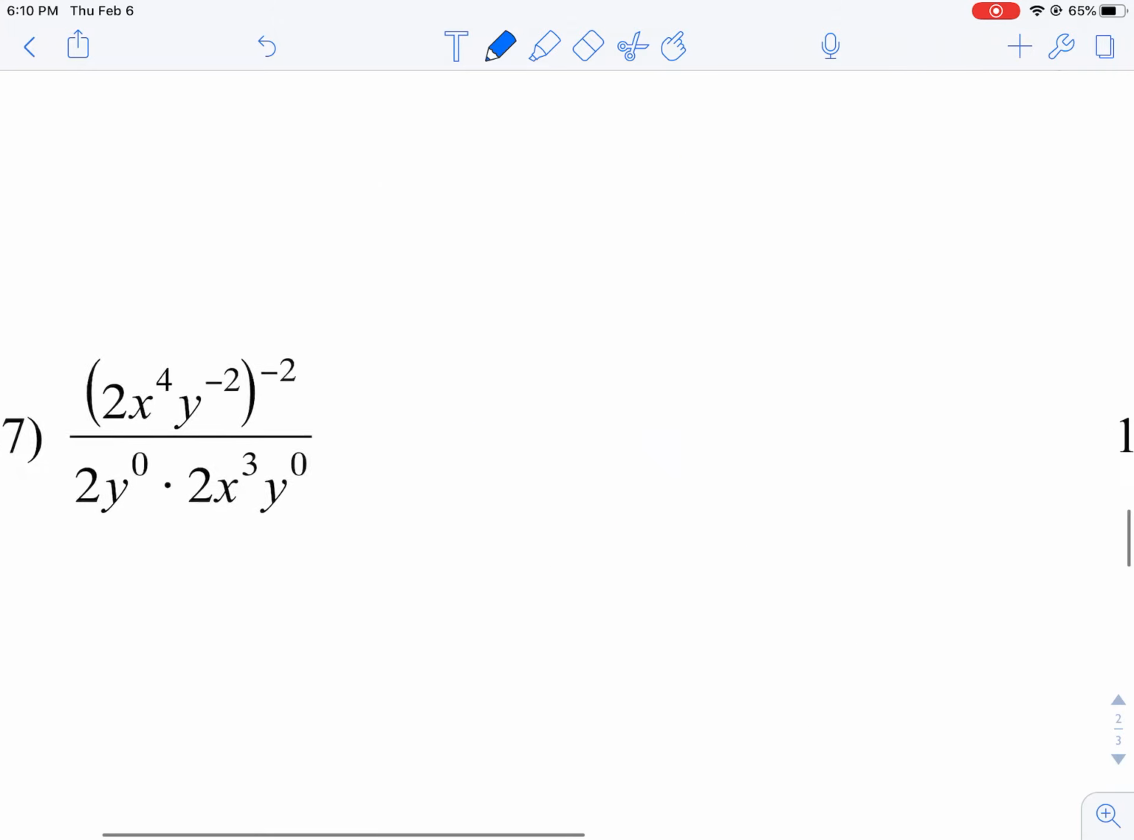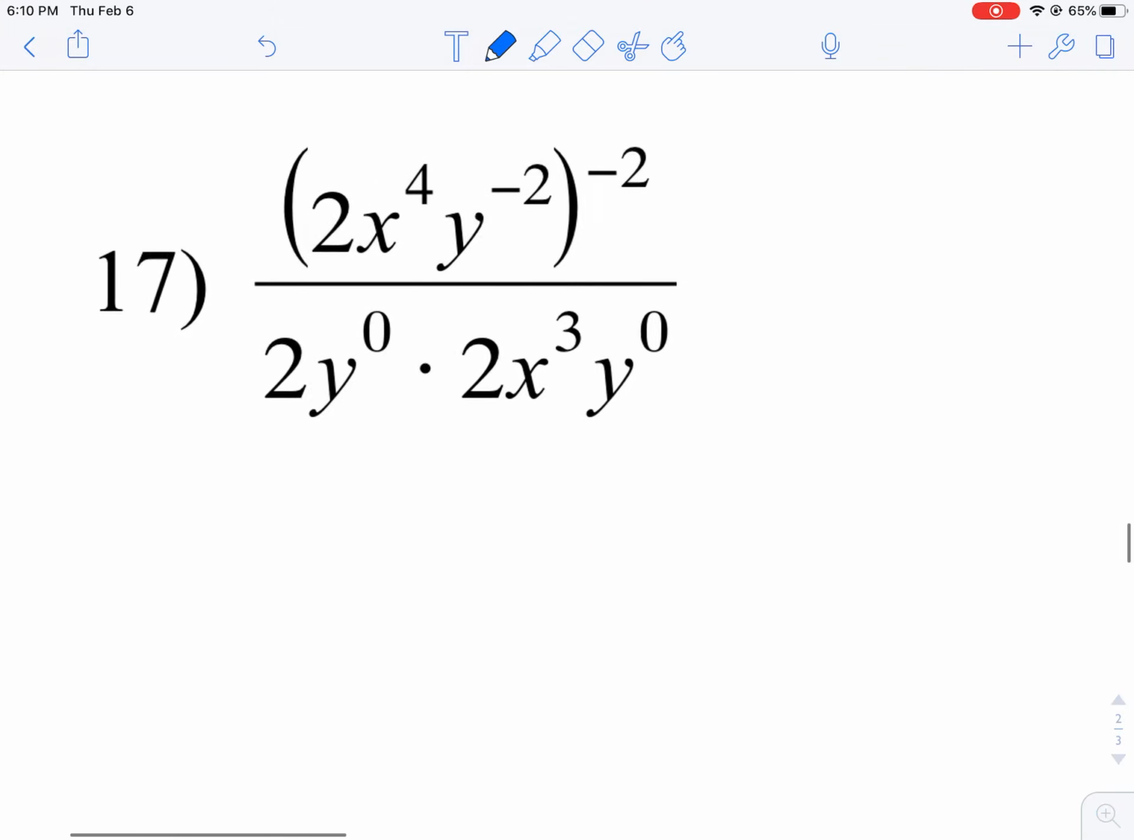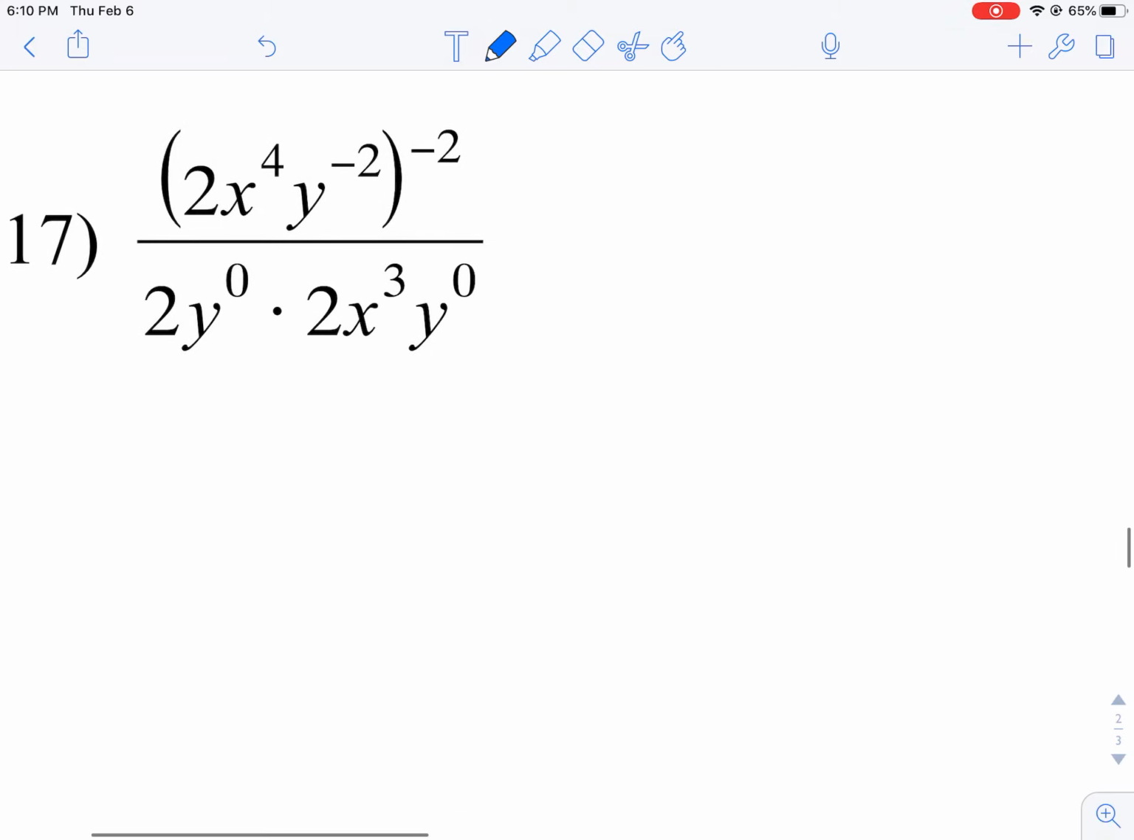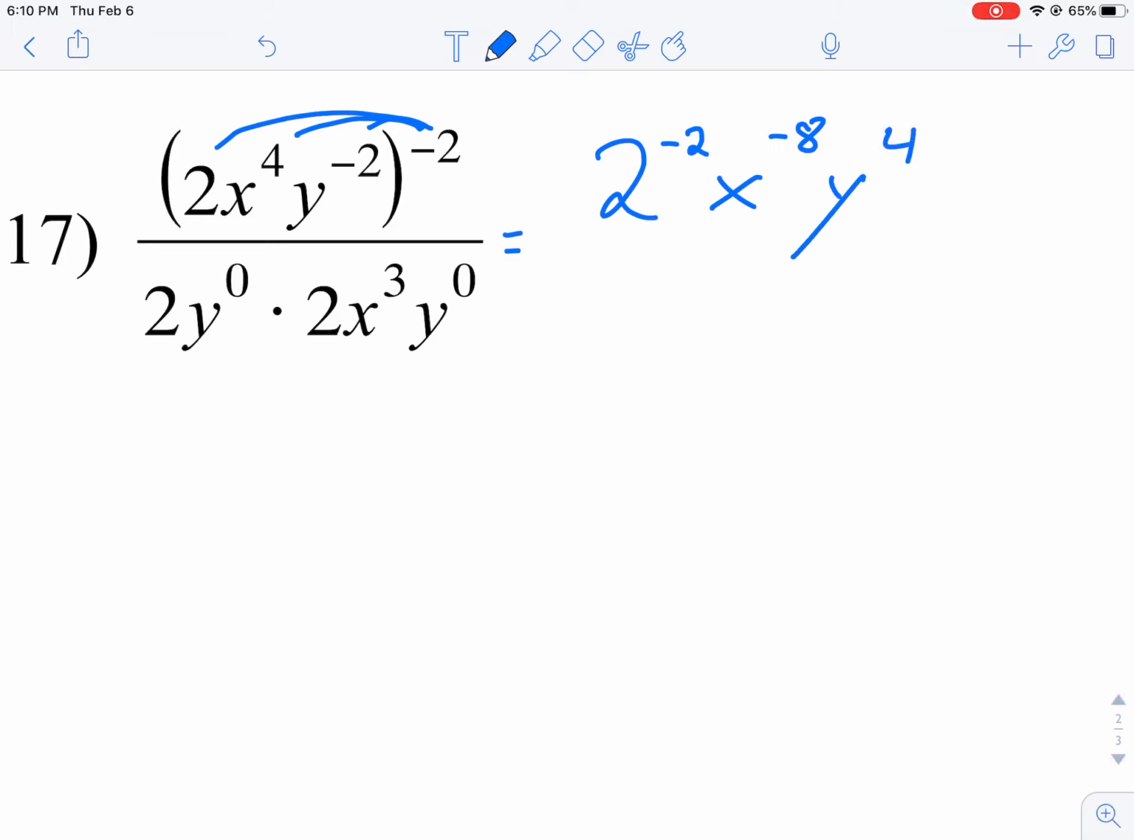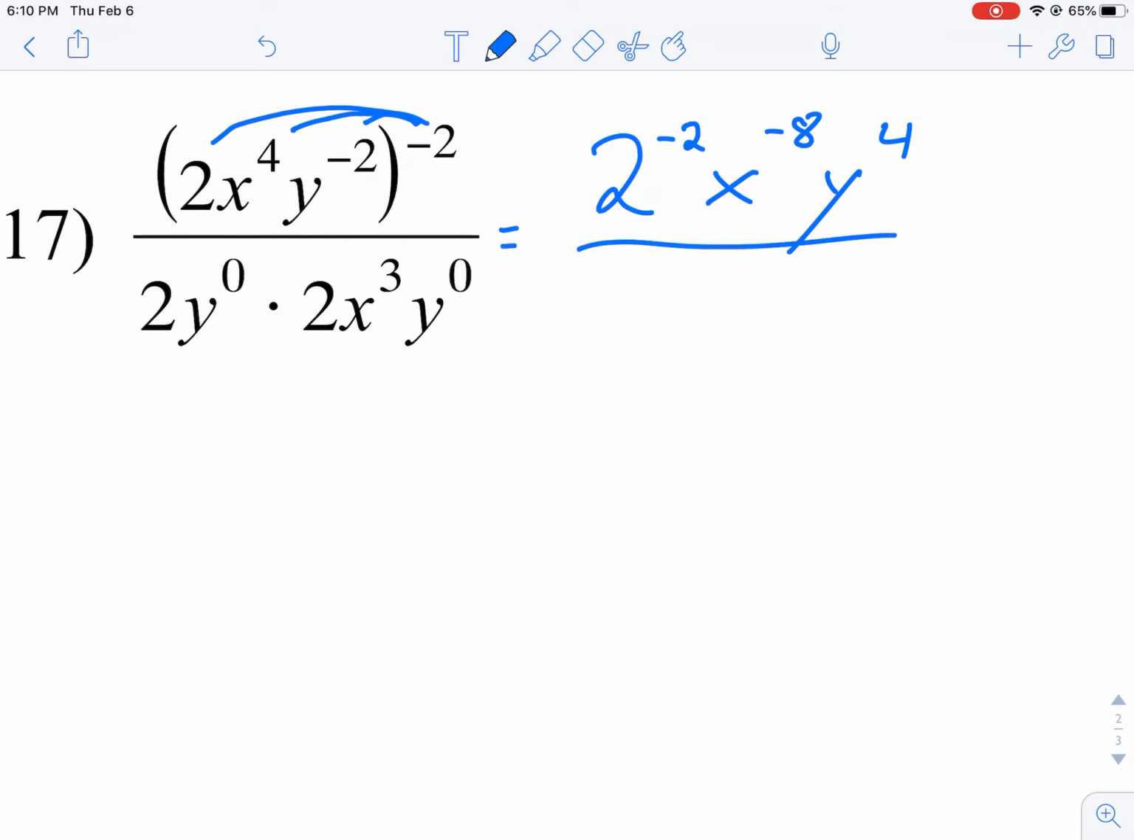2 more problems to go here. So this one is a doozy. I am distributing a negative exponent. So let's distribute here to here to here. And we'll come back to the denominator here in a second. So when I distribute, I get 2 to the negative 2nd, x to the negative 8, and y to the positive 4. Now, in the denominator, you see that there's a couple 0 exponents.